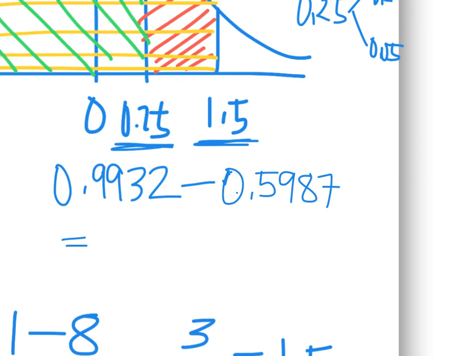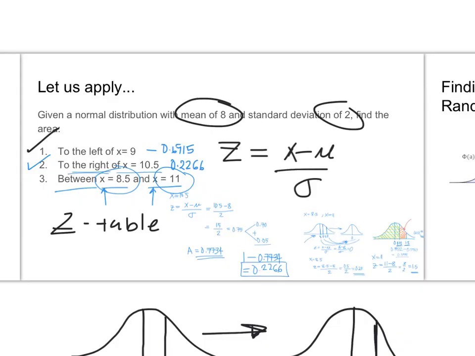So that's 0.9332 minus 0.5987, and that is equal to 0.3345. The area is 0.3345, and again, this will be interpreted as a probability, and you will say 33.45%.